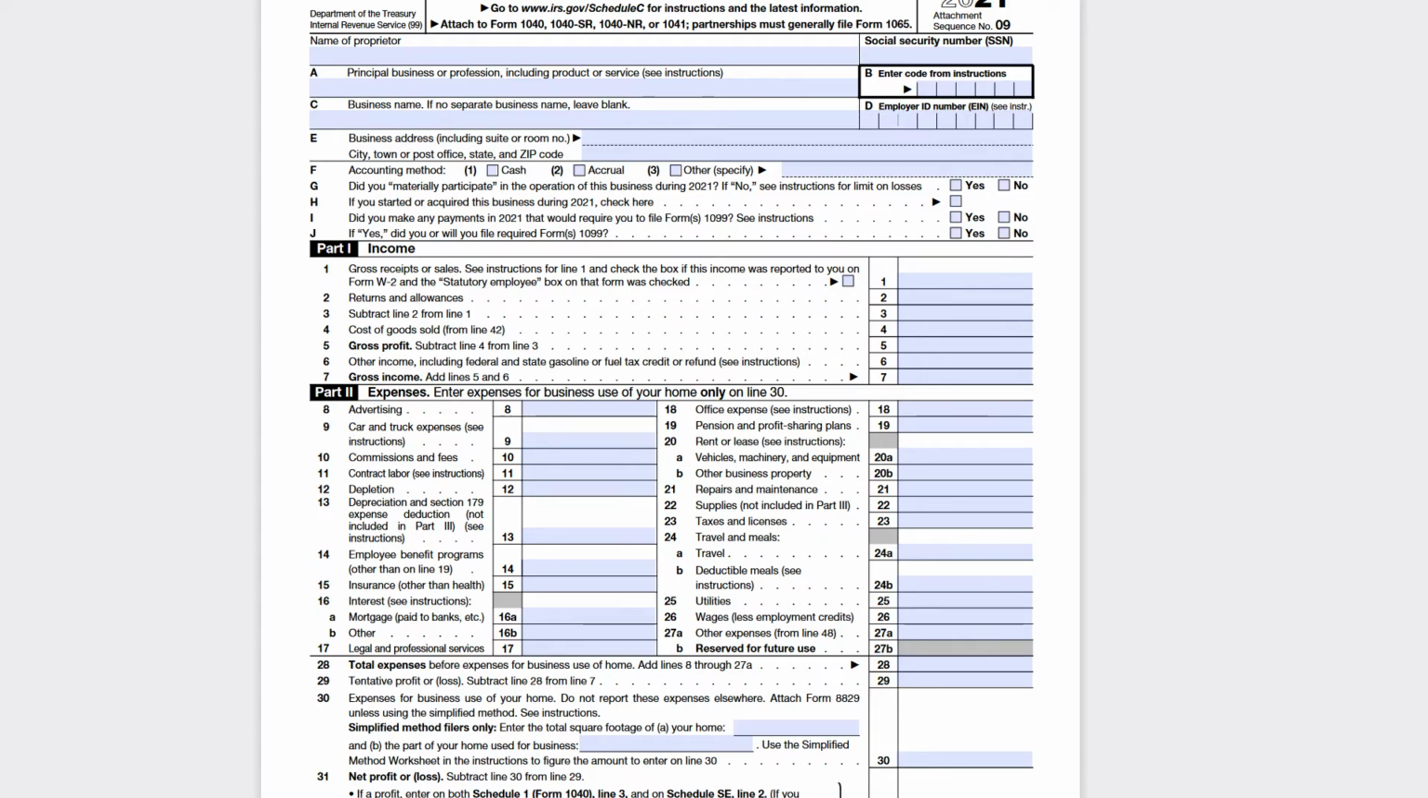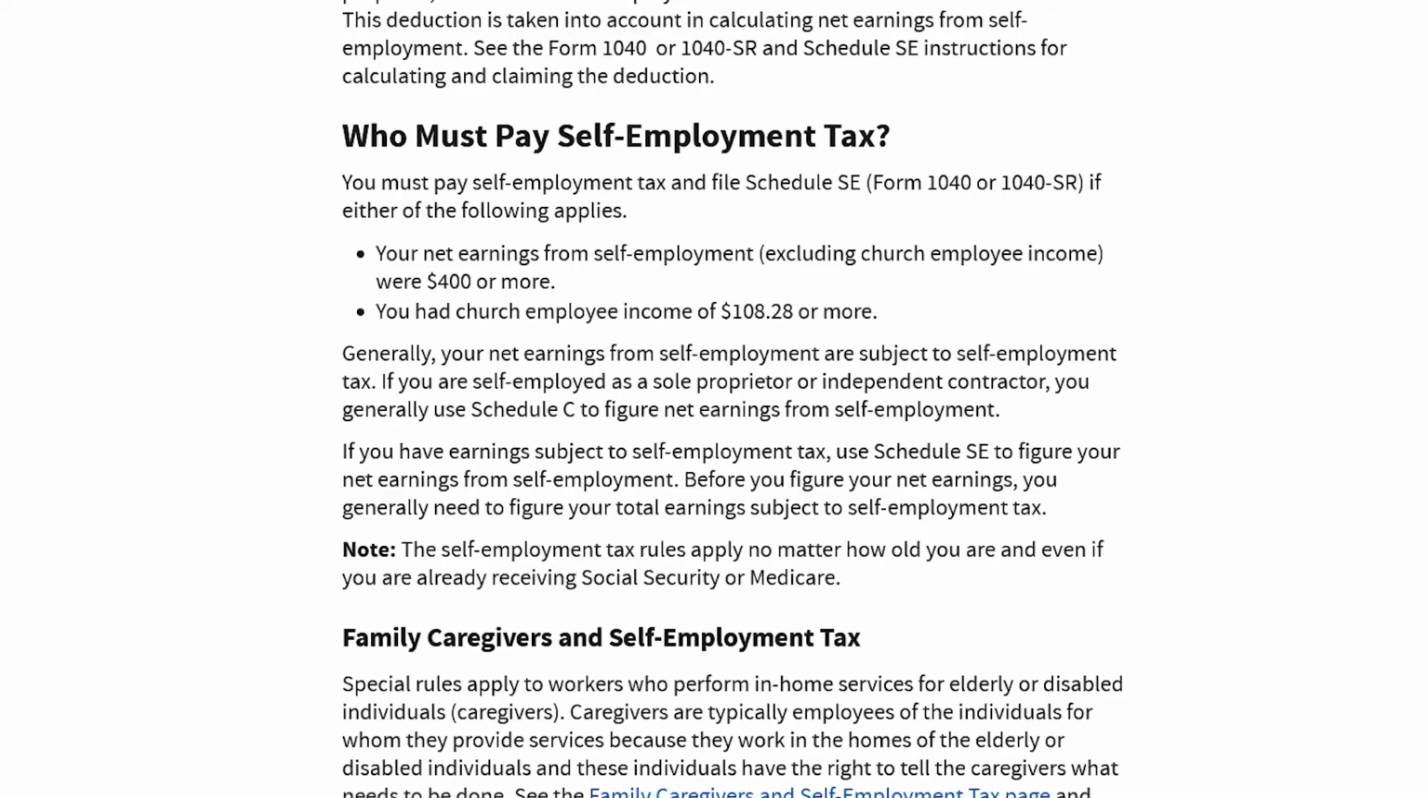Self-employed income is reported on Schedule C of your tax return, where you will note your income as well as your deductions. Now, additionally, because this is self-employed income, you are not only going to be required to pay those federal and state income taxes, but you're also going to have to pay what is called self-employment tax. Self-employment tax amounts to 15.3%.